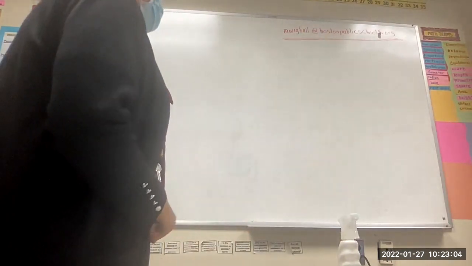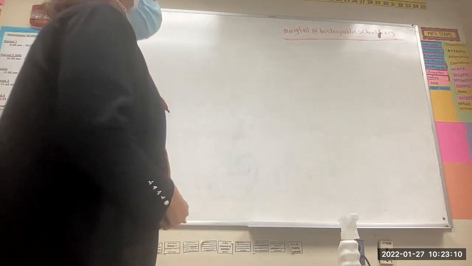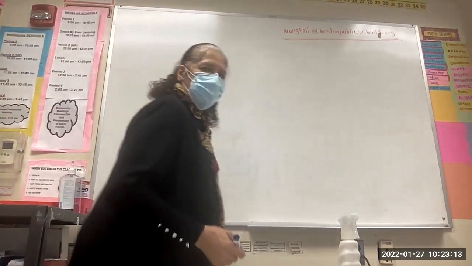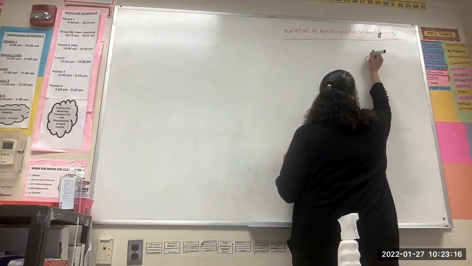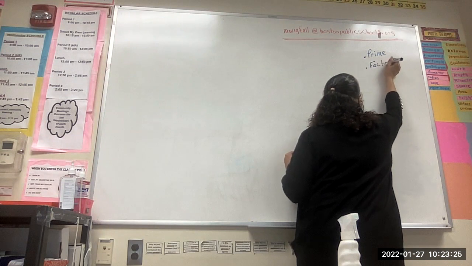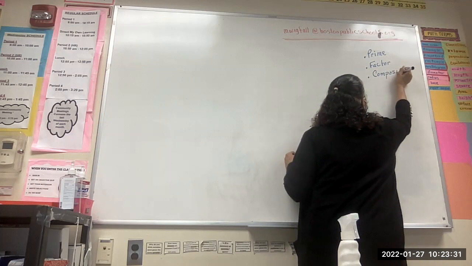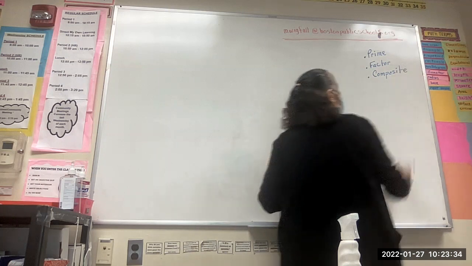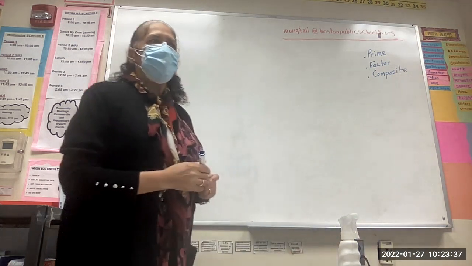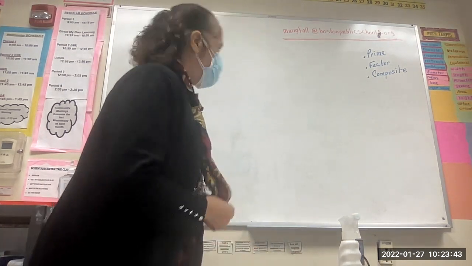Focus. Okay, I'm ready. So today we're going to talk about how to factor numbers down to prime. And the terms that we need to know the meaning of are prime, P-R-I-M-E, factor, F-A-C-T-O-R, and composite, C-O-M-P-O-S-I-T-E.